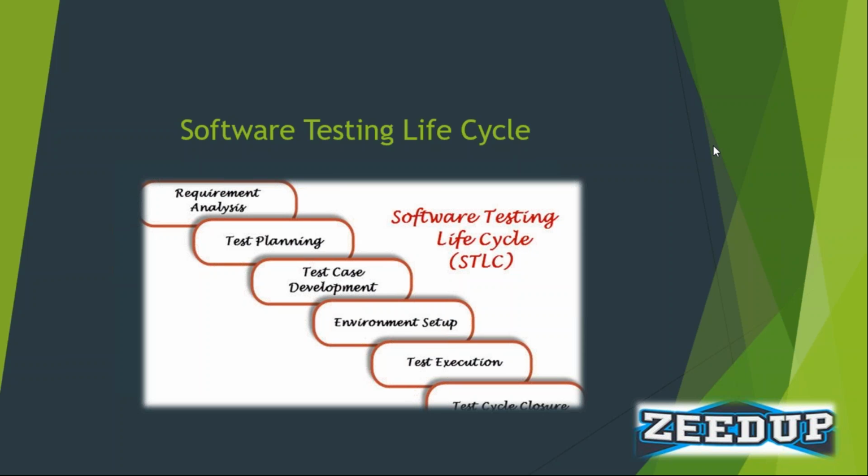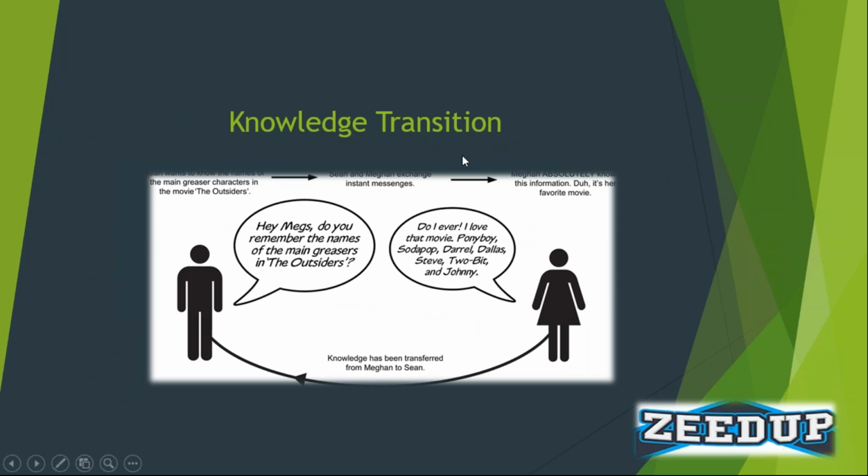Moving on, we will see knowledge transition. We get a KT from the customer side, and the same thing is given as a reverse KT to the customer side, so that there is no mismatch in what they understand. It should be in sync so that they can write the test cases and test design, and get approval from your client side.